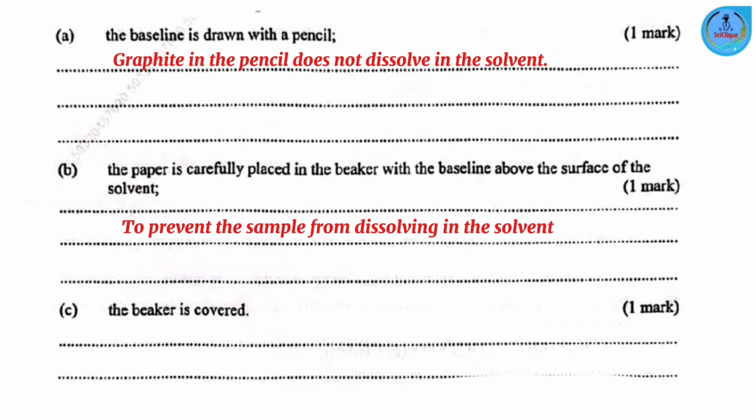Part C. The beaker is covered. Now, the solvent is highly volatile. Actually, most solvents are. So what do we mean by volatile? That is, they can easily evaporate at room temperature. So it's covered to prevent the solvent from evaporating because most solvents are volatile.